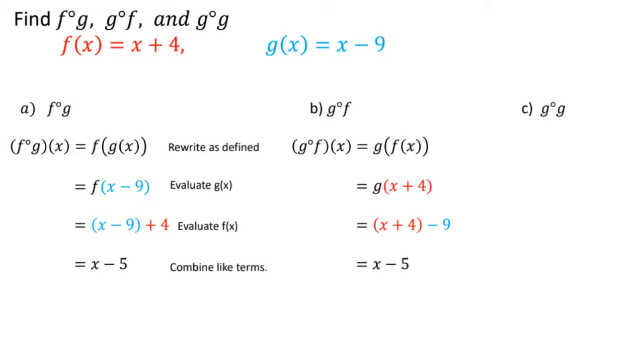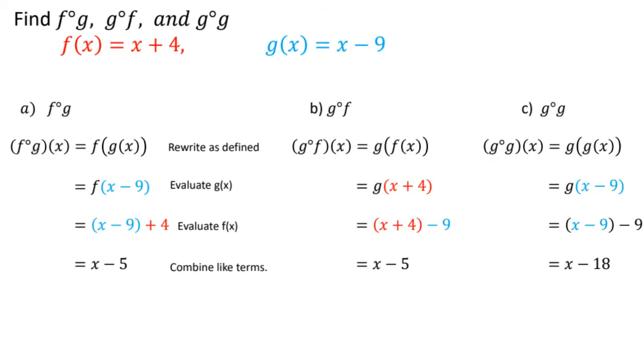All right. Now I get a lot of questions on this one. G composed of g. This one's easy, guys. It's just everywhere I see g, I'm going to plug in the same function. So I like to rewrite it like this. My main function is g, and I'm going to plug in function g. Okay, so g is x minus 9, and everywhere I see x, I'm going to plug in x minus 9. So we have x minus 9 minus 9, and then combining my like terms, I get x minus 18. Yes? All right, so I started off with my combination functions, and these are my composite functions.